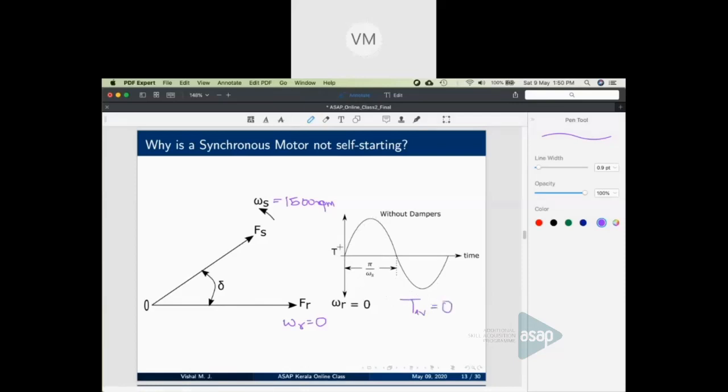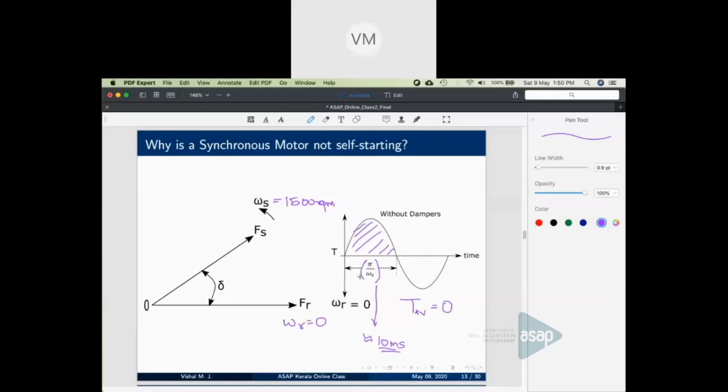And not just that, the rotor experiences positive torque for a duration of pi by omega s. As omega s is 1500, if you ignore the number of poles and reverse calculate it, you will get approximately 10 millisecond, for a 50 hertz wave. So the rotor experiences a positive torque for 10 millisecond, then it experiences an equal and opposite negative torque for the next 10 milliseconds, and this cycle continues.